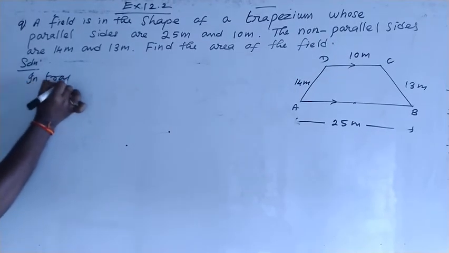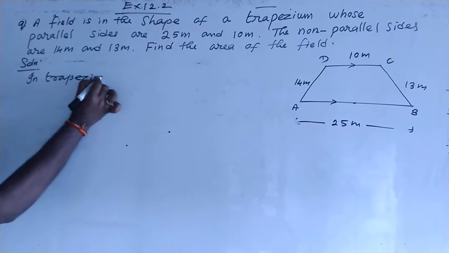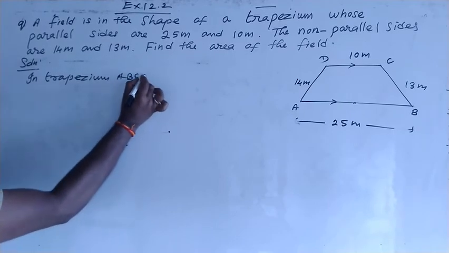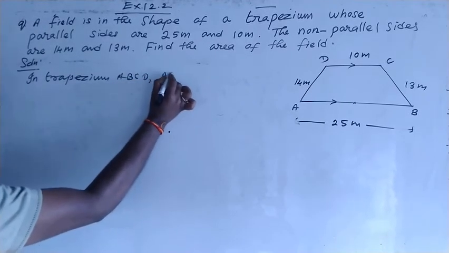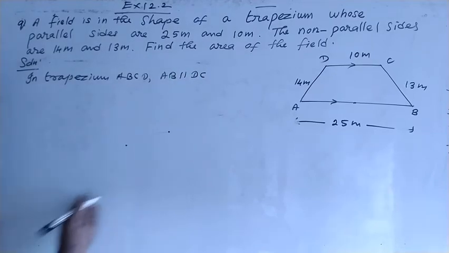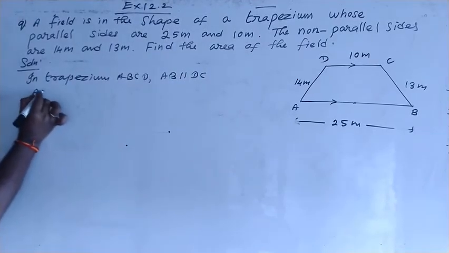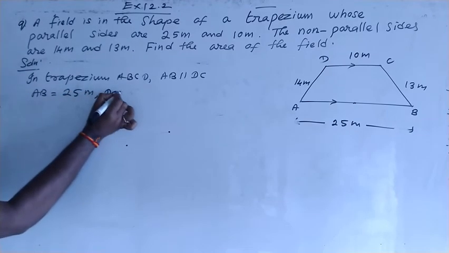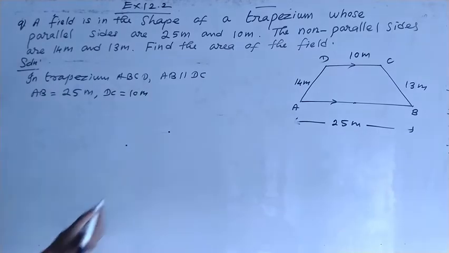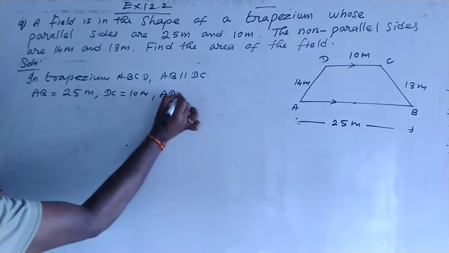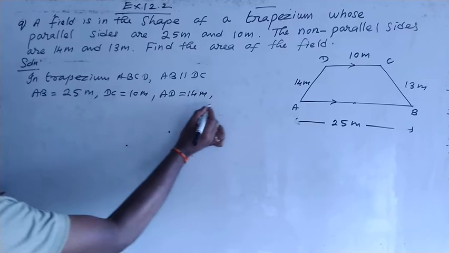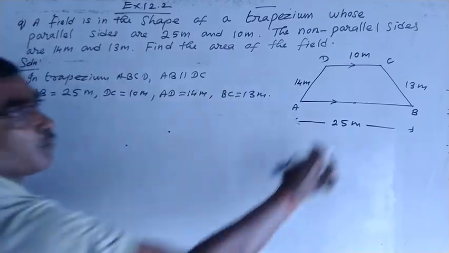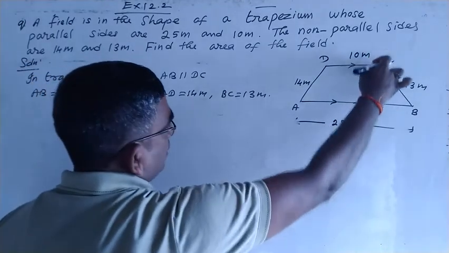Now in trapezium ABCD, AB is parallel to DC is given. As per the question, AB is 25 meter and DC is 10 meter. These are the parallel sides, and the non-parallel sides are AD equal to 14 meter and BC equal to 13 meter. We are going to find the distance between the two parallel sides. That's the height we need to find.